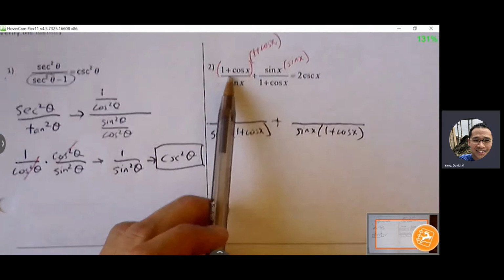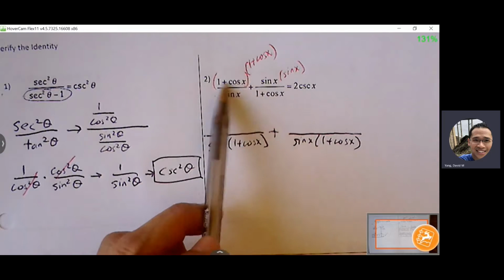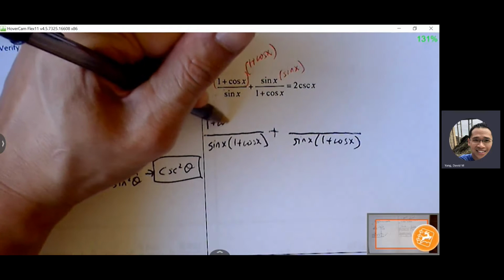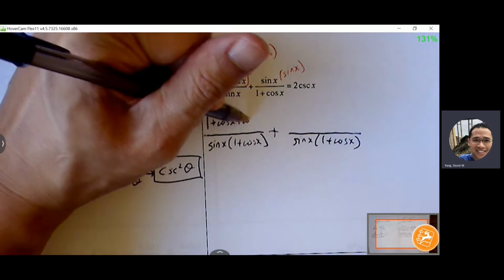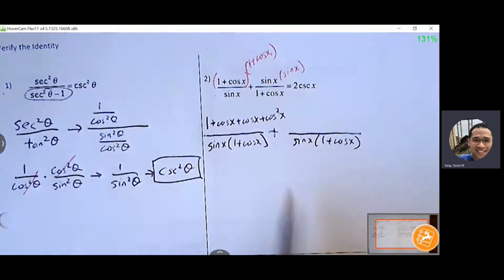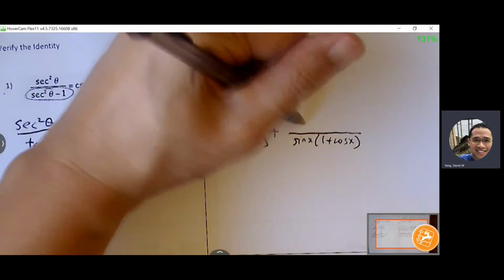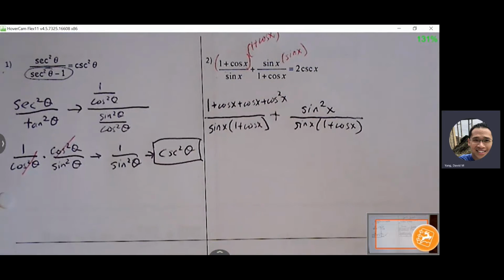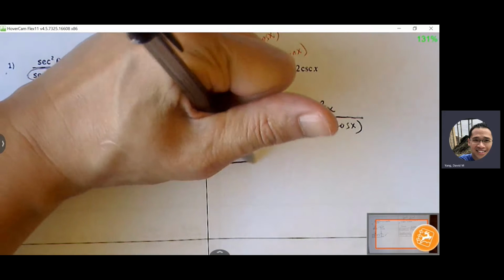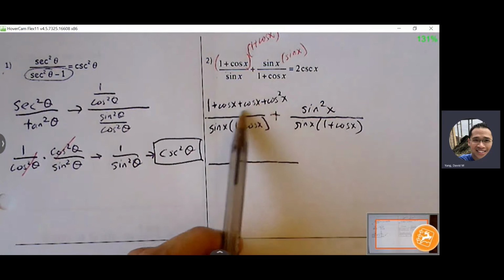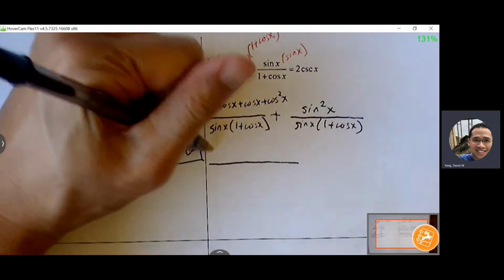So I have to spend the time to FOIL all this out. We can't just say 1 plus cosine squared. So it's going to be 1 plus cosine x plus cosine x plus cosine squared. And this becomes sine squared. Okay, it's a lot of messiness here, but I'm going to try to push all the numerator terms together. I'm going to combine some like terms. Cosine plus cosine becomes 2 cosine.